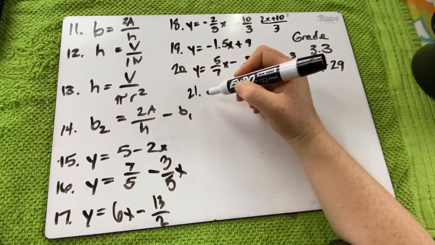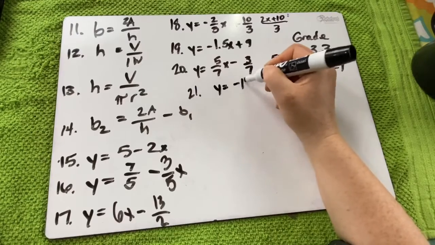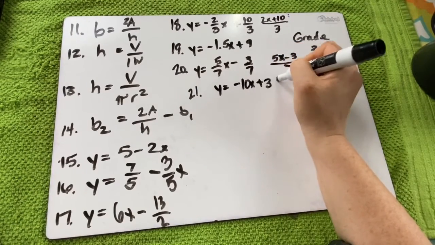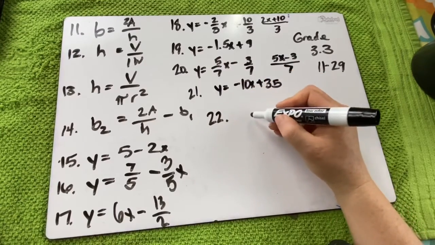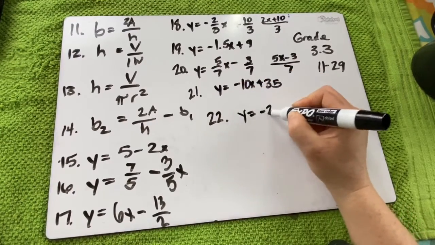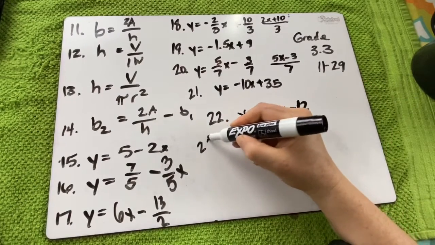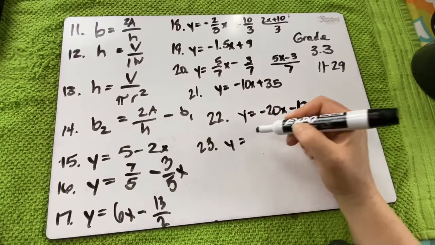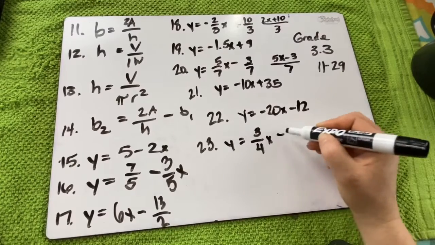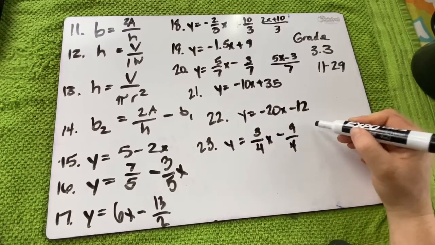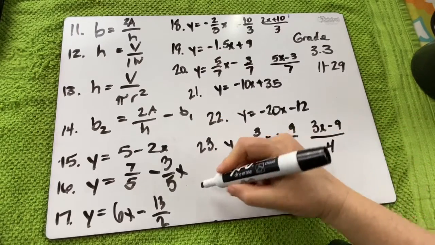21. Y equals negative 10X plus 35. 22. Y equals negative 20X minus 12. 23. Y equals 3/4 X minus 9/4. So again, if you have 3X minus 9 divided by 4, that's fine too, okay?